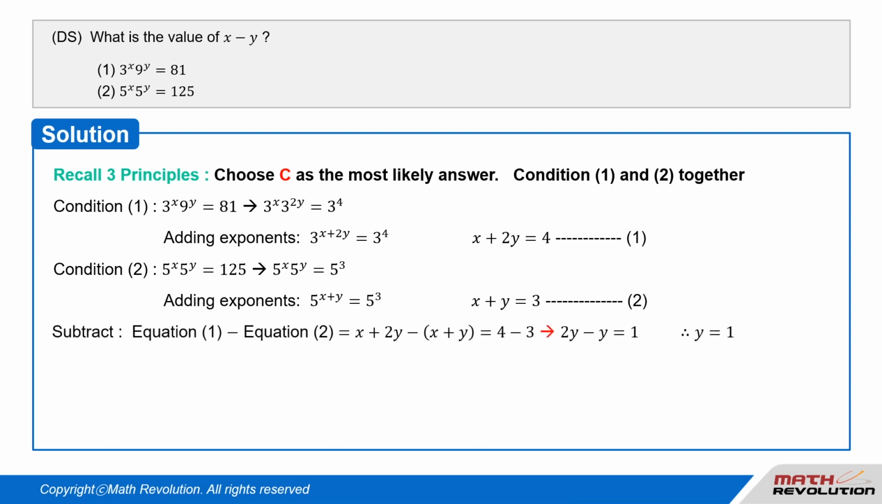Now we have two equations, and when we subtract equation 2 from 1, we get x plus 2y minus x plus y, whole, equals 4 minus 3, that is, y equals 1. Plugging y equals 1 into x plus y equals 3, we get x equals 2. The variable approach is much easier to use after you know the basics of math. So, x minus y equals 2 minus 1 equals 1.